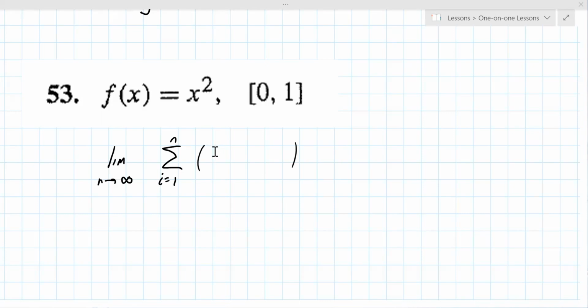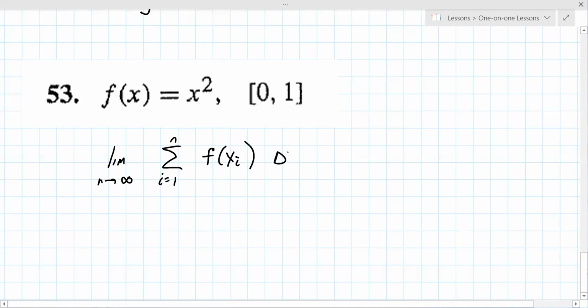So it's like f of xi times delta x. So f of xi delta x. Delta x is still b minus a over n, and xi starts at a. So your b minus a over n here is 1 minus 0 over n. So delta x is 1 over n. So this is the limit as n goes to infinity of the sum.